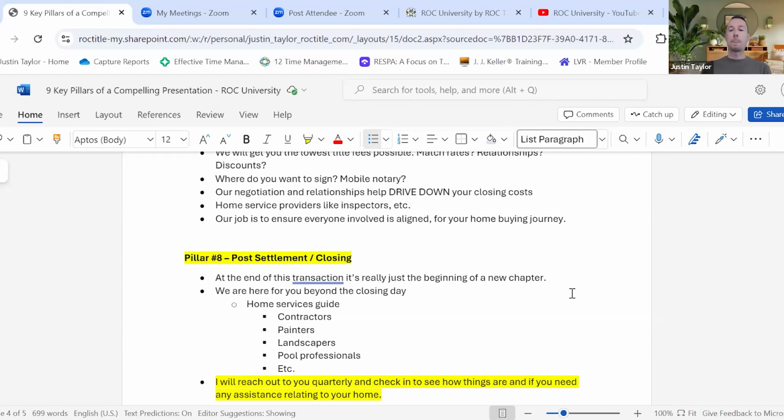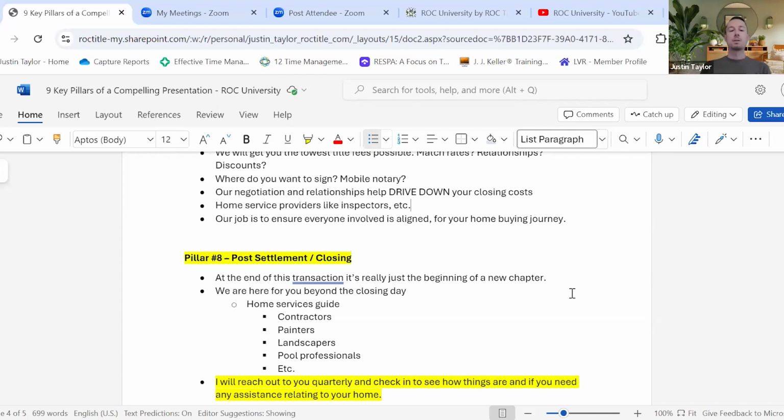But let them know that you're not transactional. You're truly here for them beyond the closing. Anything that comes up, you can help coordinate with title. Maybe they needed another copy or whatever it is, you can help them with that. But you're going to reach out to them quarterly and check to see how things are going, if there's anything they need help with.